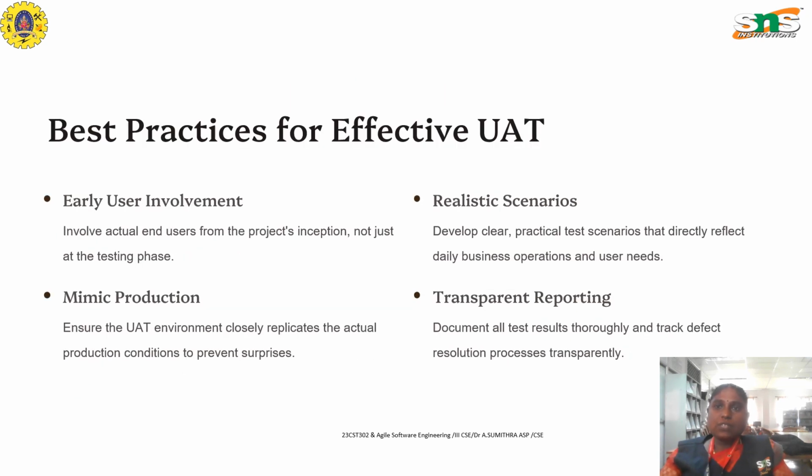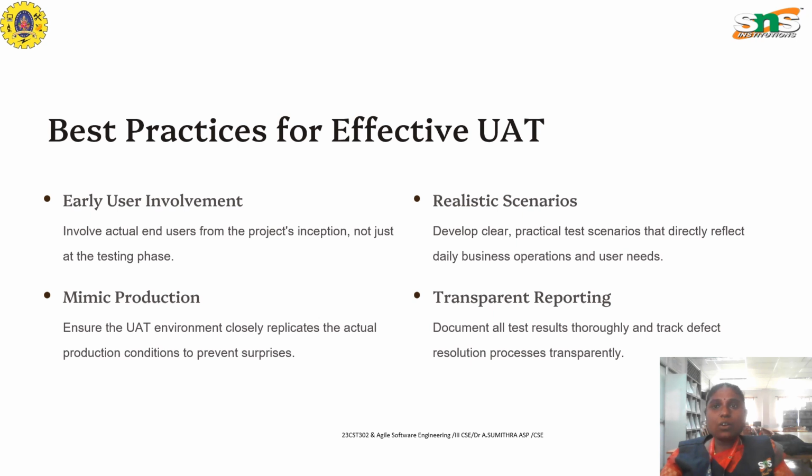Hence, the best practices for effective UAT are involving the users early, not just during testing, using realistic scenarios that mimic the production environment, and documenting everything transparently. So, UAT versus quality assurance: quality assurance focuses on bugs and technical correctness, done by the tester, while UAT ensures that the software meets the user needs, done by the end user.